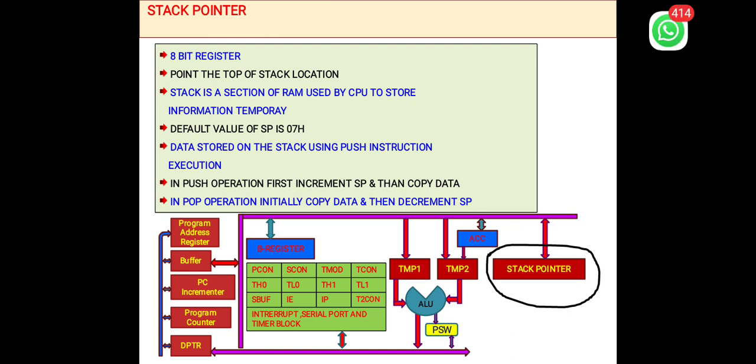Stack pointer. Stack pointer is an 8-bit register. It is used to point to the top of the stack location. What is stack? Stack is a section of RAM used by the CPU to store information temporarily, not permanently. This information could be data or could be an address. The default value of SP is 07H.